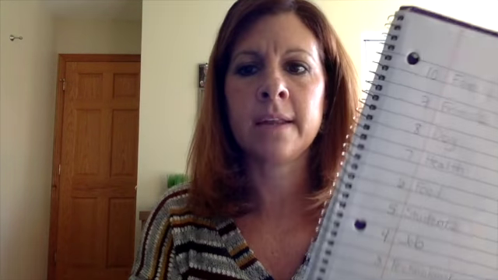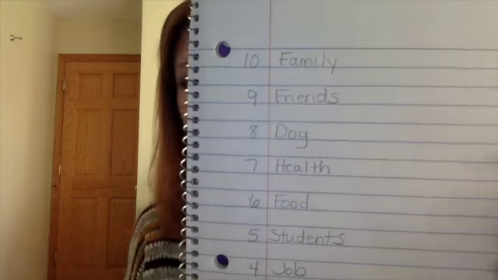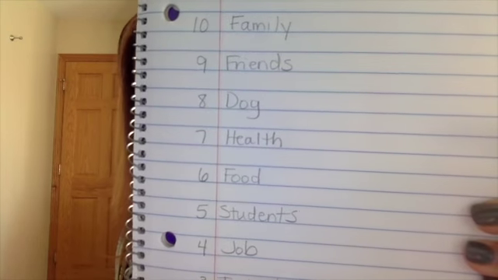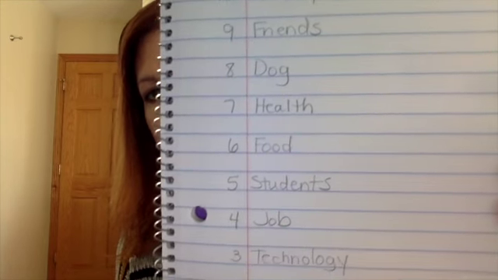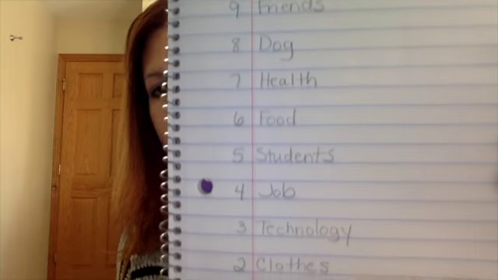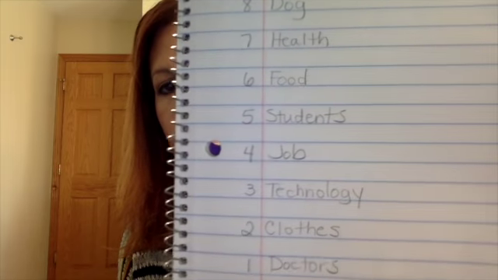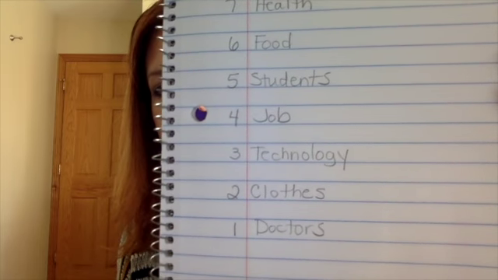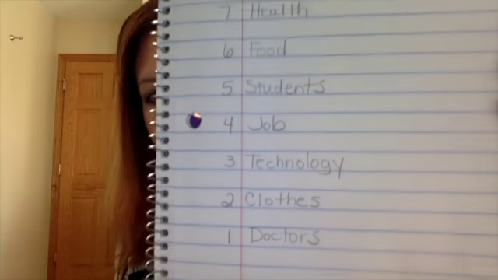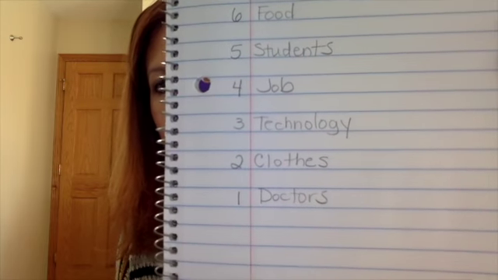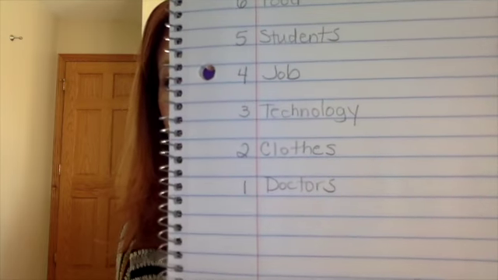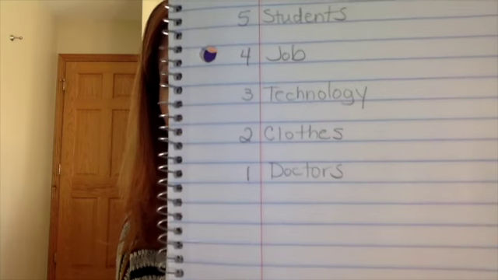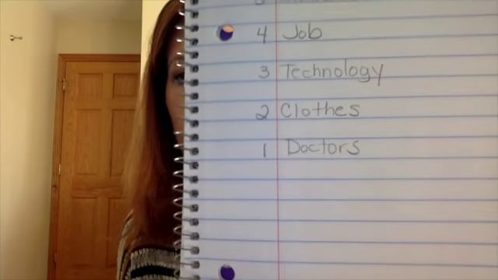So for number 10, I put family. Number 9, I put friends. Number 8, dog. Number 7, health. Number 6, food. Number 5, students. I'm very thankful for all of you. Number 4, job. Number 3, technology. Number 2, clothes. And number 1, doctors. And of course, there's more things I'm thankful for, but I just made my list of 10.